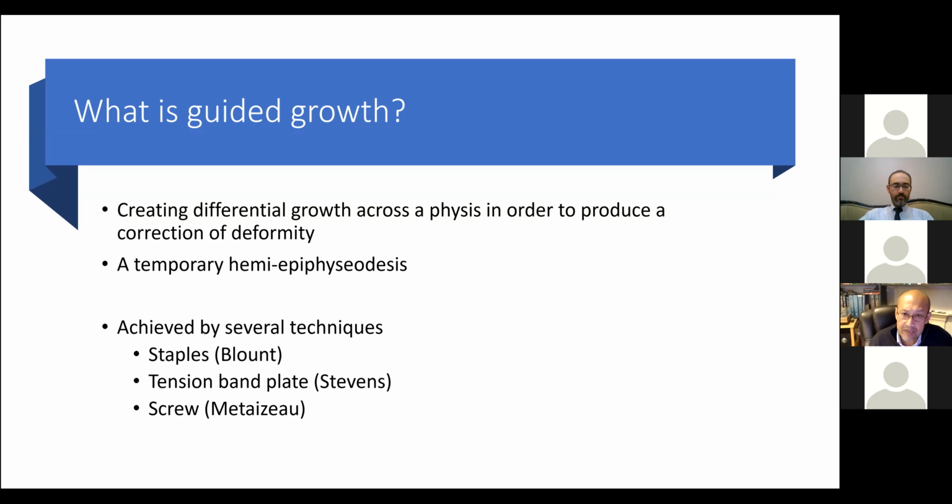Most methods that we use today are temporary methods, although there are permanent methods as well. For the temporary methods, there are really three main groups: staples, tension band plates, and screws. I'm going to cover each one a little bit just to give some perspective to this method of treatment.